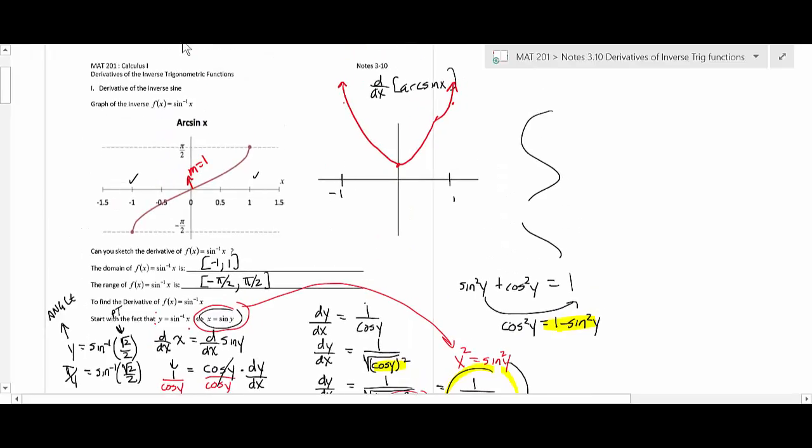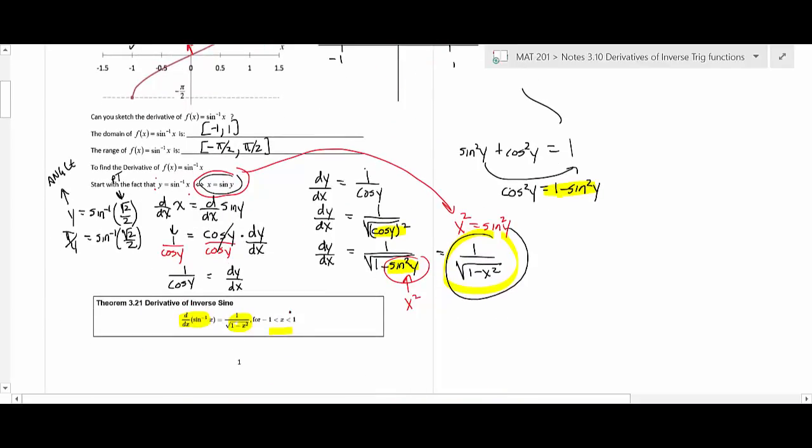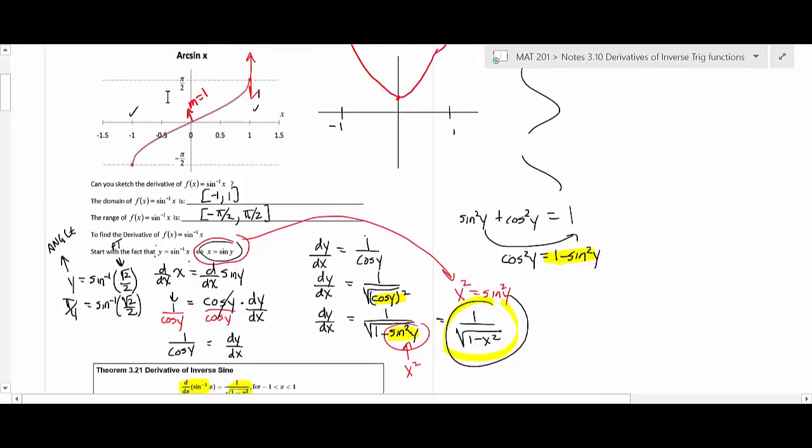It's kind of hard to tell on this graph, but when you get to that point right there, doesn't that tangent line look like it's vertical? It actually is. If the slope of a tangent line is vertical, it's undefined. So the derivative of an inverse sine does not apply to negative 1 and 1. It only applies to what's in between. Does that make any sense?